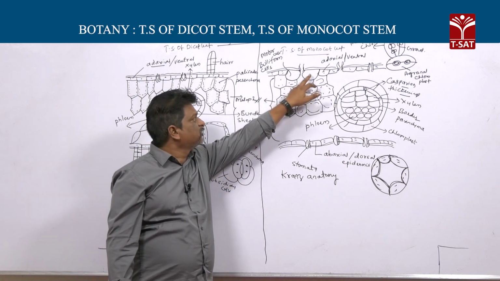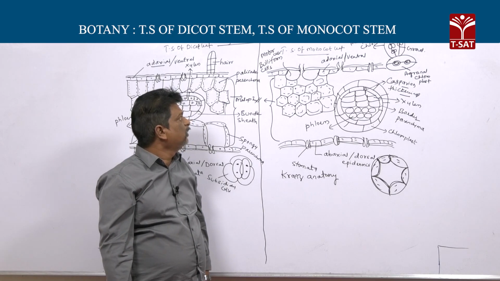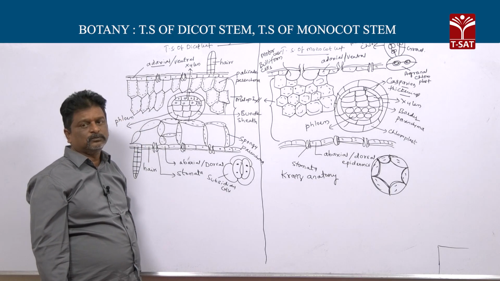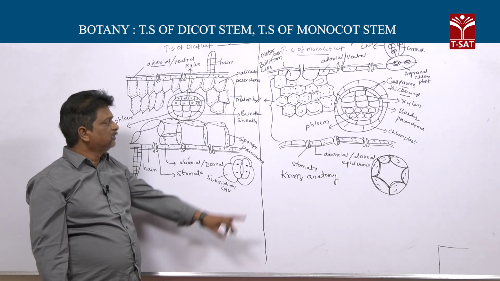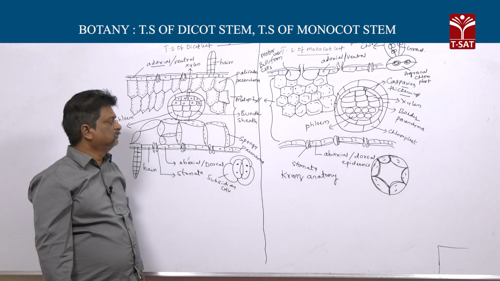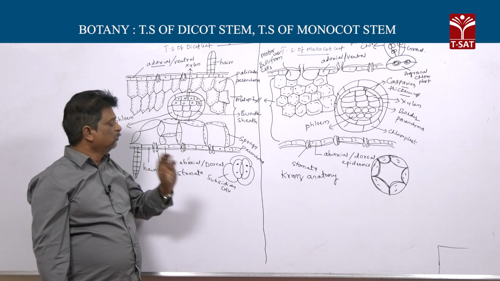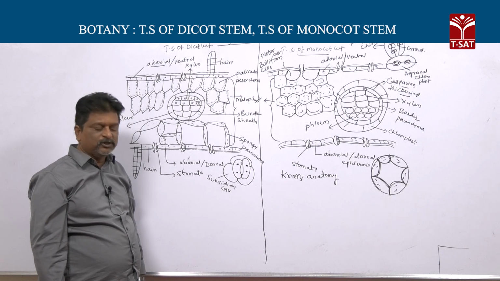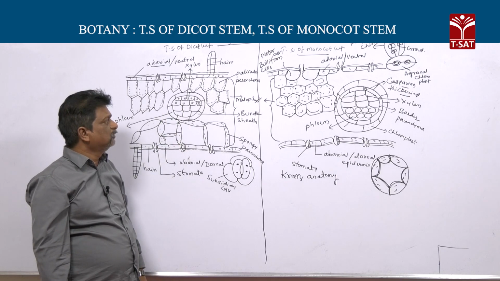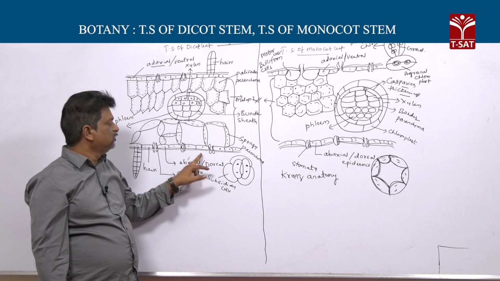Then only in grass leaf, some of the upper epidermal cells are modified, called motor cells or bulliform cells, present in monocot leaf, absent in dicot leaf. And in dicot leaf, mesophyll is differentiated into upper palisade and lower sponge.